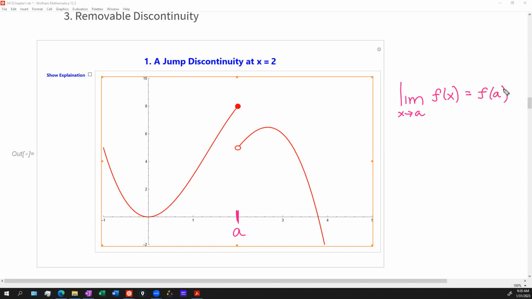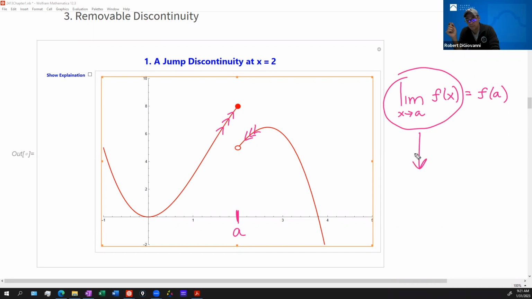Because the limit from left to right is, so the left is going to be 2, 8, and then from the right is going to be 2, 5, I believe. Exactly. So Matthew is pointing out that if you have a jump, the left-hand limit and the right-hand limits will not be equal, right? Therefore, the left side of this would be what?